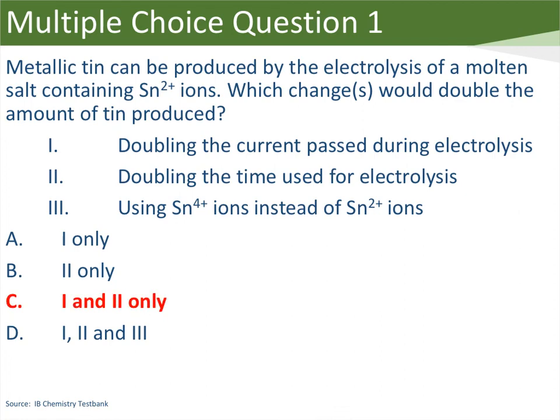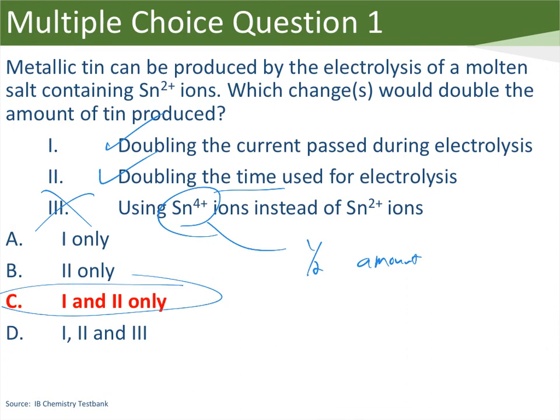Metallic tin can be produced by the electrolysis of a molten salt containing Sn2+ ions, which change would double the amount of tin produced. Well, if I double the current, double the amount of tin. Double the time, double the amount of tin. But if I use 4+ ions instead of 2+, I will get half the amount, not double. Which means it is 1 and 2 only.